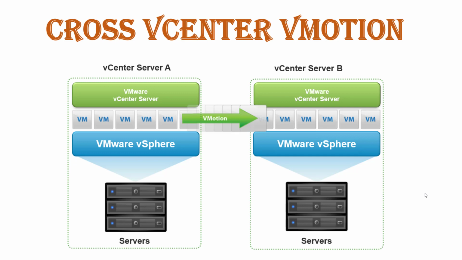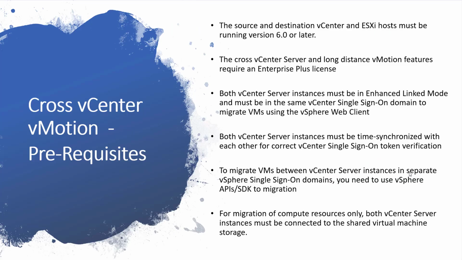Migrating a virtual machine across vCenter servers is not only limited to on-premise. We can also migrate virtual machines from your on-premise vCenter to the cloud vCenter, which is part of VMware Cloud on AWS. So cross vCenter vMotion simplifies virtual machine mobility across the environment, and we can also migrate using cross vCenter vMotion across multiple vCenter servers.